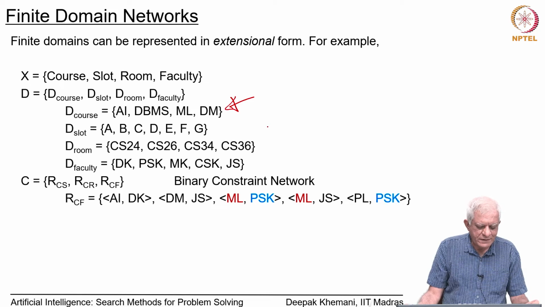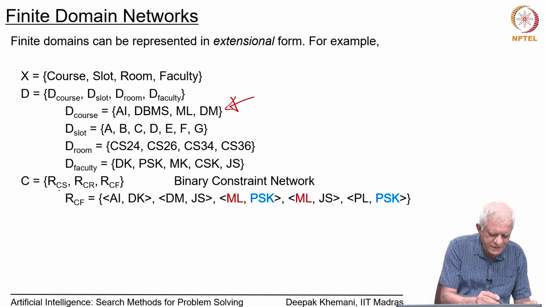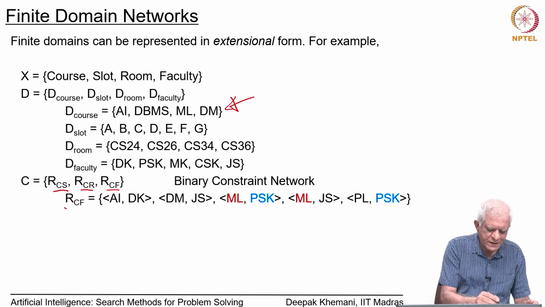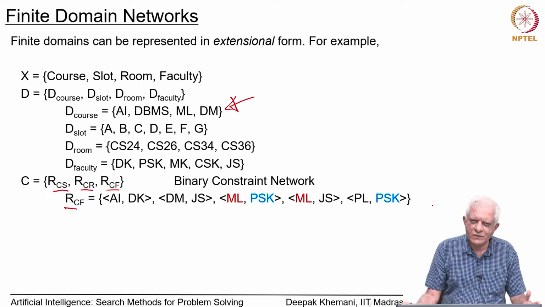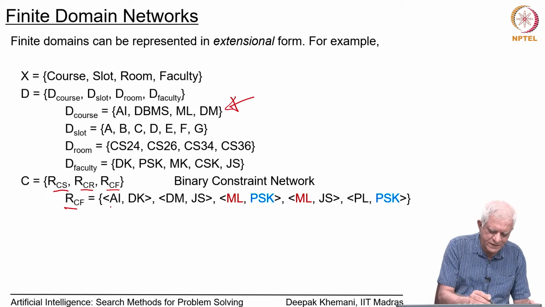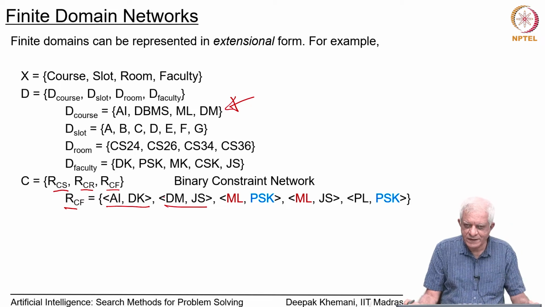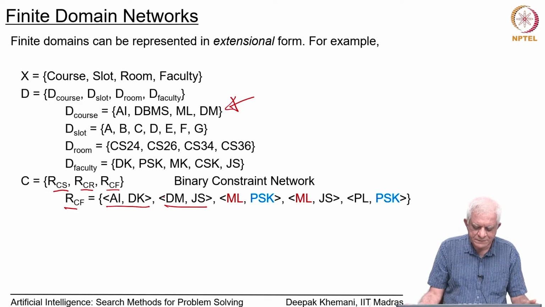and the network has 3 relations in it. There are 3 relations: one is between courses and slots, the second is between courses and rooms, and the third is between courses and faculty. So, if you look at the relation between courses and faculty, then it basically lists out who can do what course essentially. So, for example, here I have said that DK can do AI and JS can do discrete maths, if you want to call it DM discrete maths, or it could be data mining otherwise. Anyway, you have to be careful that you name courses uniquely and so on.